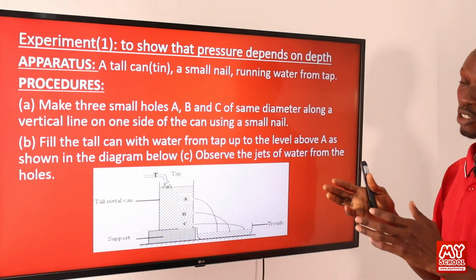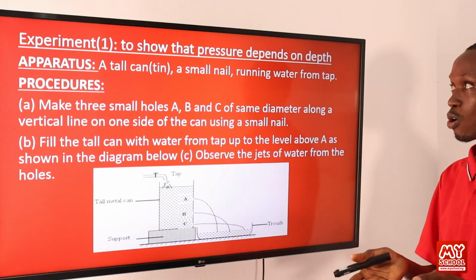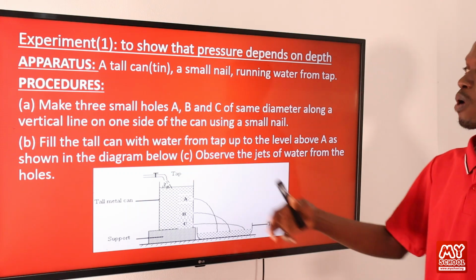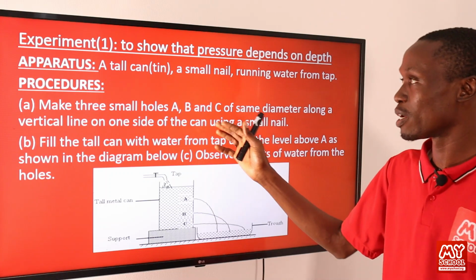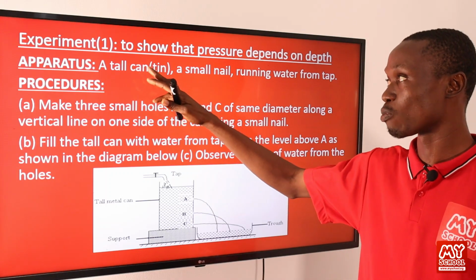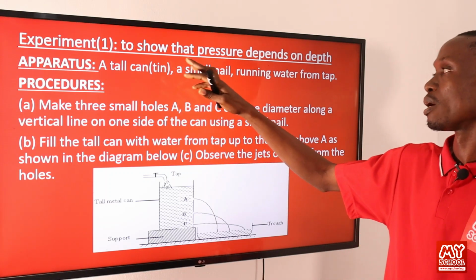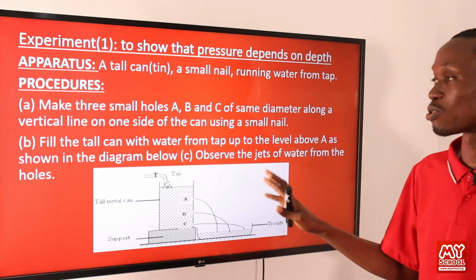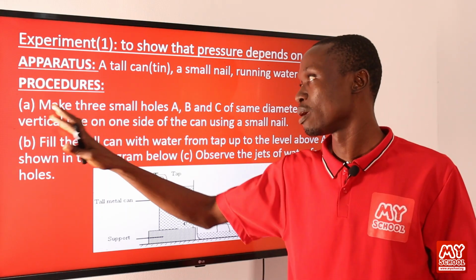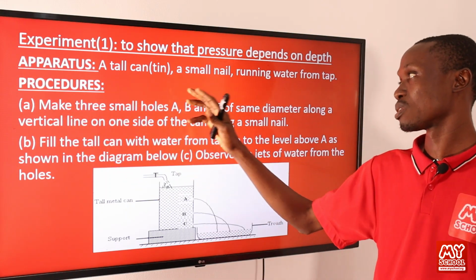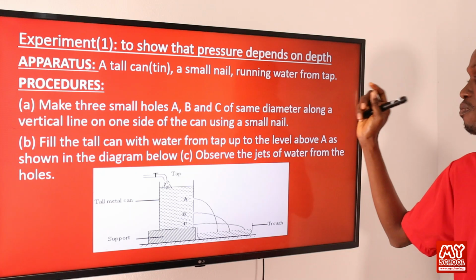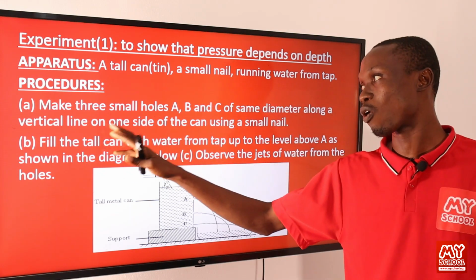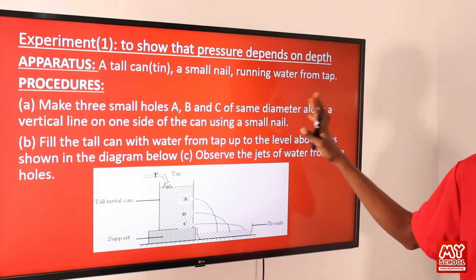On the next slide is a little experiment to show us that pressure depends on depth. The apparatus, the things you need for the experiment: a tall can made of tin, a small nail, and running water from the tap. The procedure is very easy. A, make three small holes, A, B, and C, of the same diameter along a vertical line on one side of the can using a small nail.